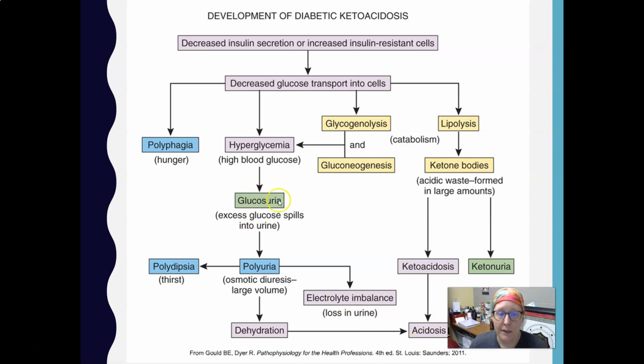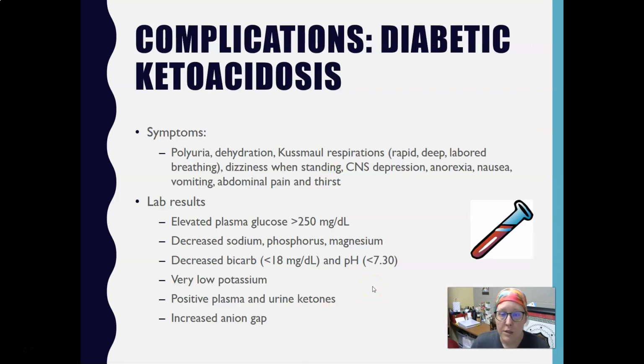And then the glycosuria comes from the hyperglycemia. Too much sugar in the blood spills over into the urine, which causes osmotic diuresis, large volumes of urine, which then makes you thirsty and makes you dehydrated and gets you an electrolyte imbalance. So you can see how all of those things, if you put all of that together, can be life-threatening really, really quickly.